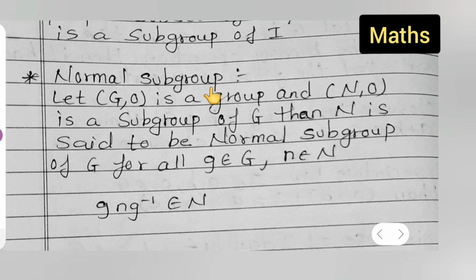Normal subgroup. Let G comma O be a group and N comma O be a subgroup of group G. Then N is said to be a normal subgroup of G if for all g belonging to capital G and small n belonging to capital N, g n g inverse belongs to N. So this is the definition of a normal subgroup. This is also under the binary operation I have taken, right?